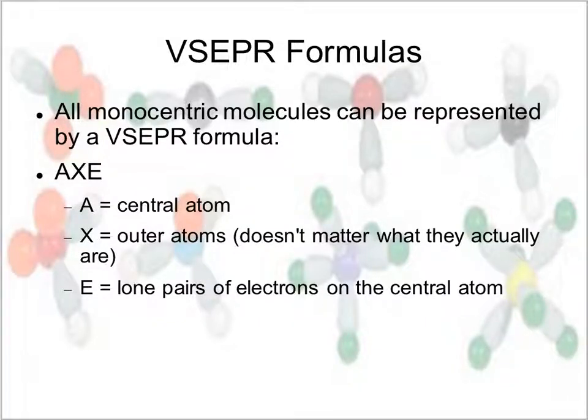For the formula we're going to be looking at, we're going to use the AXE model, which means that A stands for our central atom, X stands for our outer atoms that are attached to the central atom, and E is going to be our lone pairs of electrons that are on the central atom only. So this is all based on the central atom.